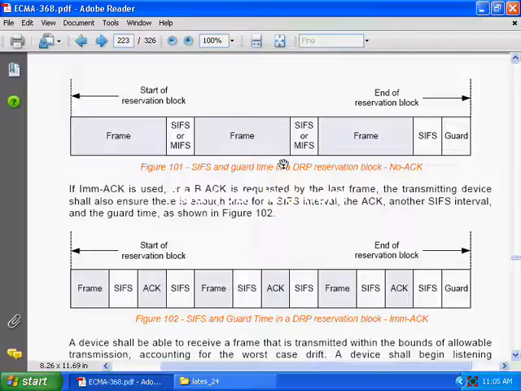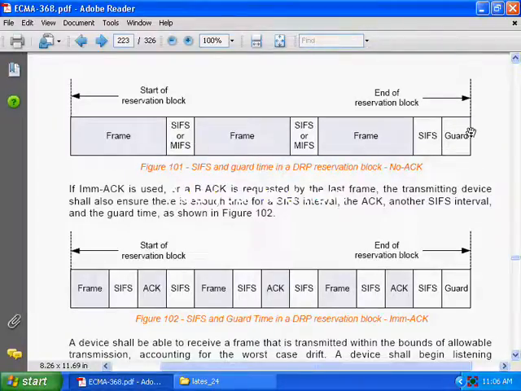If you look at this diagram, here the frame is coming. Between two consecutive frames we have SIFS or MIFS, and at last we have the end of the reservation block, right? So you have to assume that inside a superframe we have the DRP. Inside the DRP we have many frames. Between the frames we have interframe spacing, right?